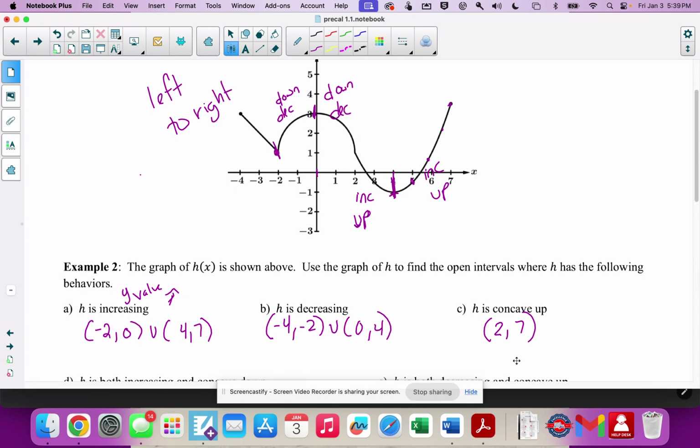And I know I'm going a little bit fast. I'm trying to keep the videos short. So if you need to rehear it, pause, rewind, do whatever you need to do.